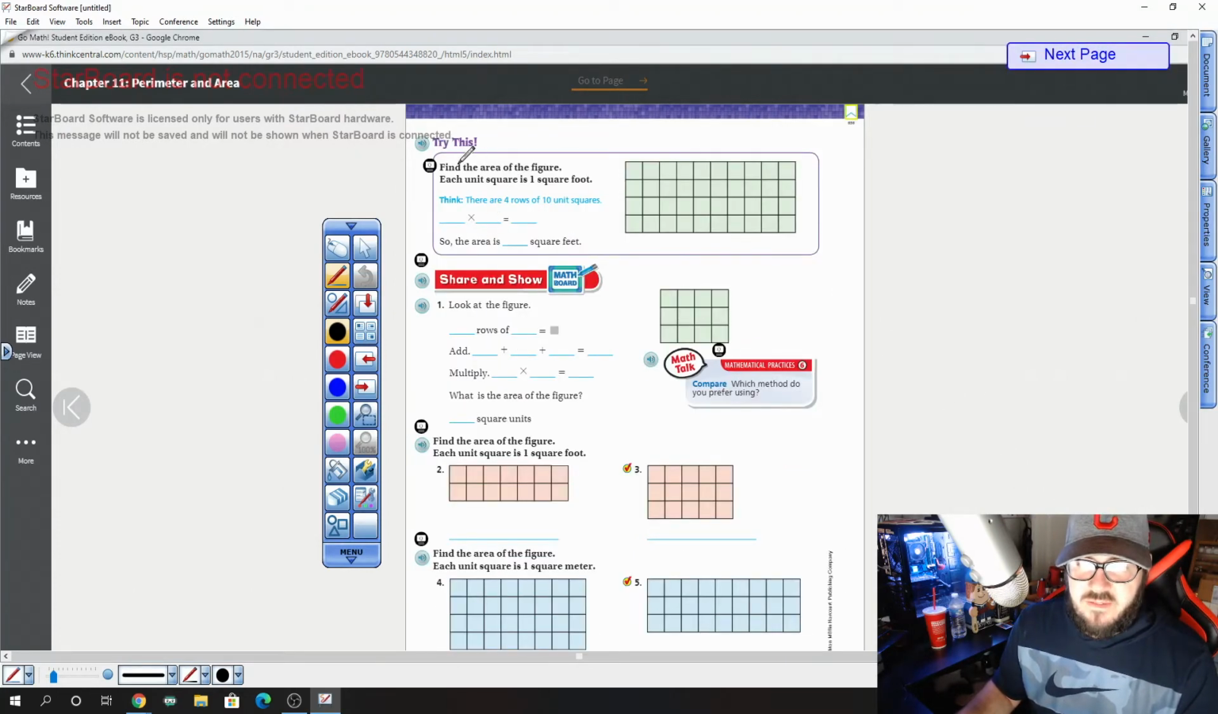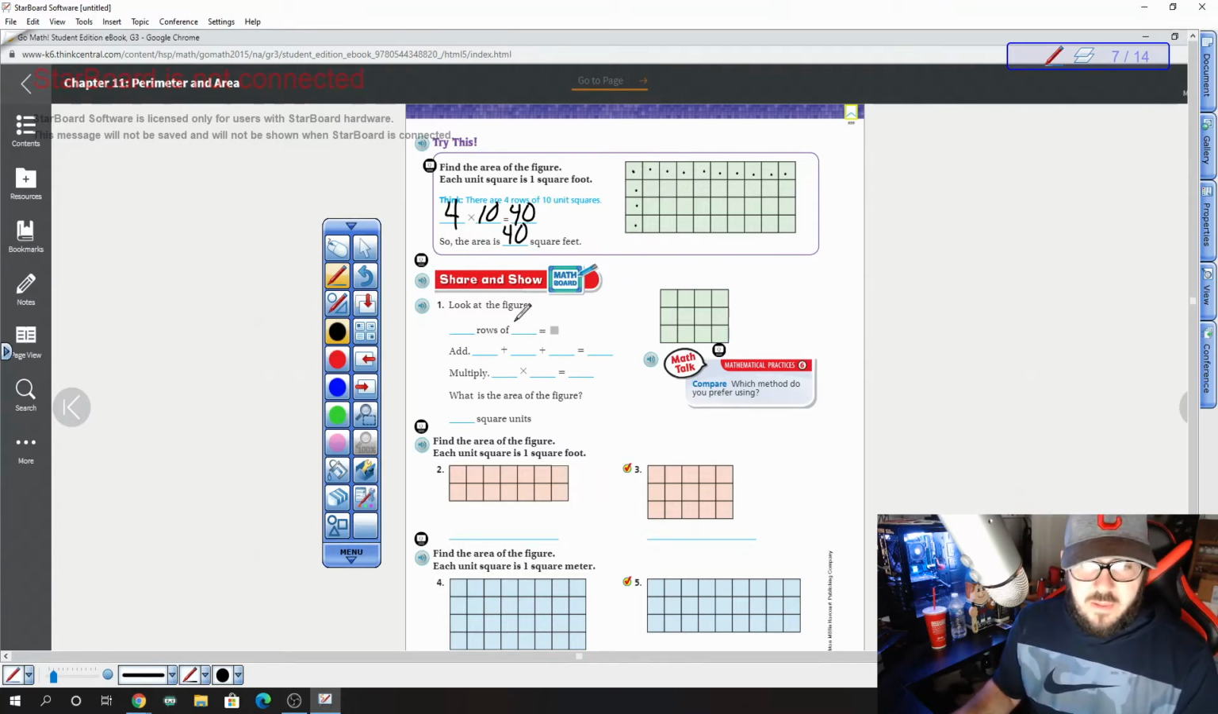So here we want to find the area of the figure. Each unit square is 1 square foot. We can write a multiplication problem instead of counting all of these squares. So I have 1, 2, 3, 4 rows times, how many is in each row? 1, 2, 3, 4, 5, 6, 7, 8, 9, 10. 4 times 10 is an easy one to solve. Our answer is 40. The area is 40 square feet.